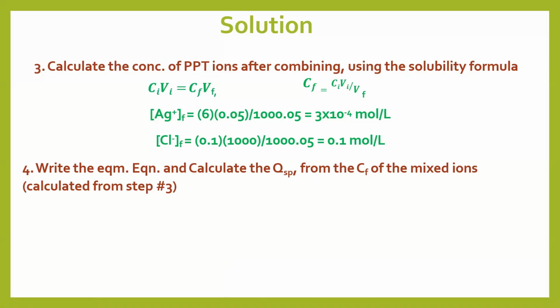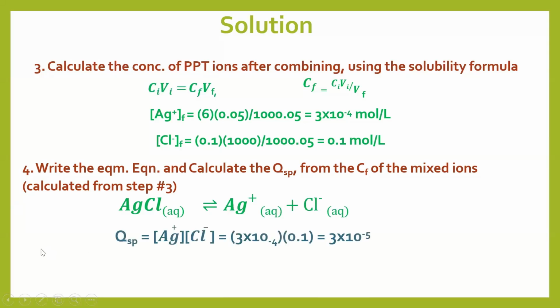Now, the fourth step is to write the equilibrium equation and to calculate the Qsp from the final concentrations of the mixed ions, calculated from step 3. The equilibrium equation of the product: silver chloride solid in aqueous solution dissociates into silver ion, aqueous, and the chloride ion. The Qsp is the product of the concentrations of the silver ion and the chloride ion. These are the final concentrations because these are from the product. We already calculated them in step number 3. We just multiply them, and then the Qsp is 3 times 10 to the power negative 5.